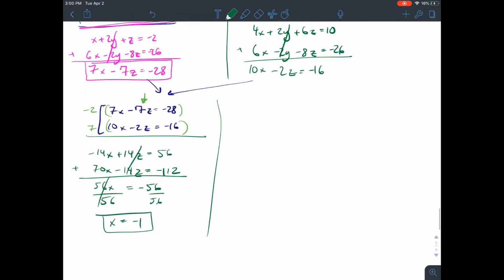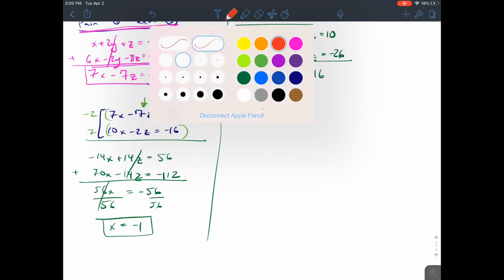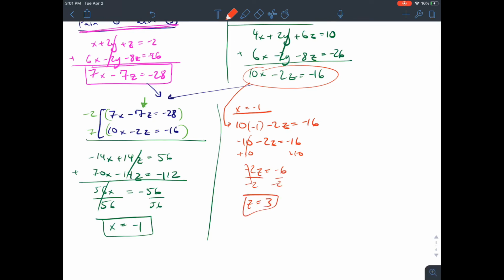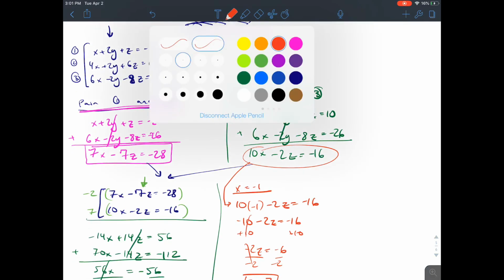Let's see if we can find out what y or z are. So we'll take this equation here. Because we know x equals negative 1, we can take that value, plug it in for x in this equation. That becomes 10 times negative 1 minus 2 times z equals negative 16. Negative 10 minus 2z equals negative 16, plus 10 on both sides. Negative 2z is equal to negative 6. Divide by negative 2, divide by negative 2. Z equals 3. Now that we know x and z, we are ready to solve for y.